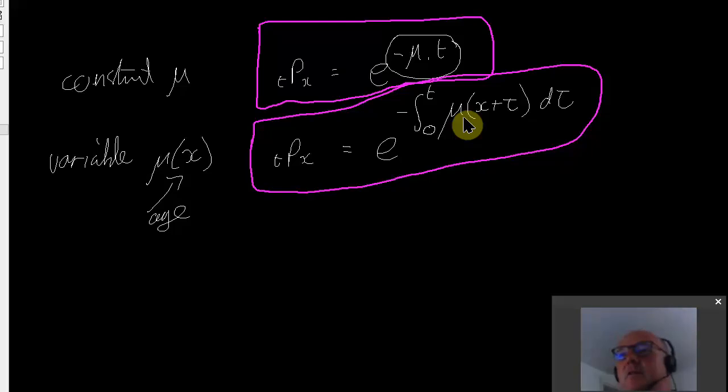So that is quite a decent way of looking at it, and you can fairly easily integrate this function if it is exponential. So yeah, you can do all sorts of things like that. But that's really how to think about the force of mortality.